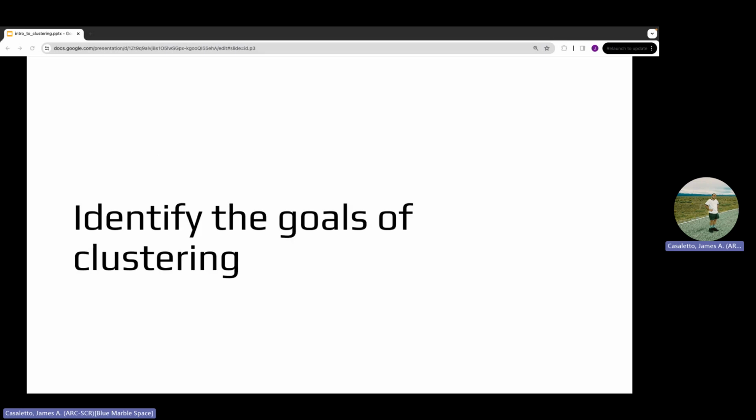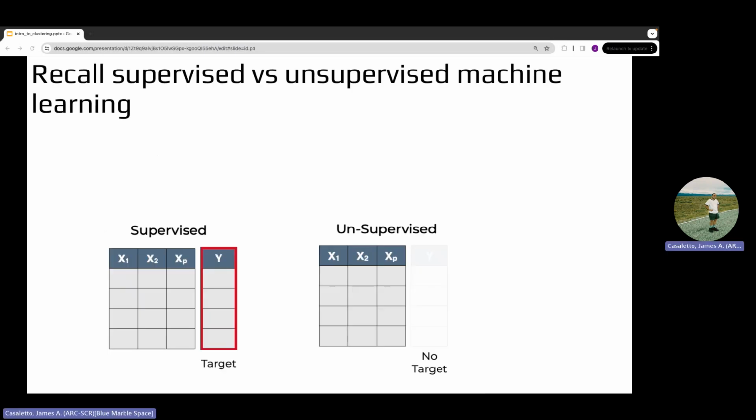In this first section, we will identify the goals of clustering. Recall the difference between supervised and unsupervised learning. In supervised learning, we have features, say x1, x2, up to xp, that the algorithm uses to predict a target, say y. In unsupervised algorithms, we do not have a target associated with the features, or more generally, we do not use any targets or labels in unsupervised training, even if we have them.